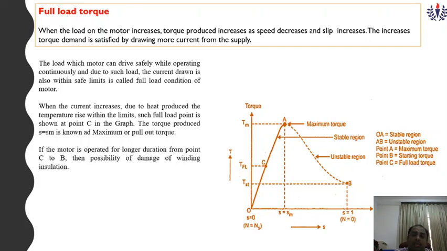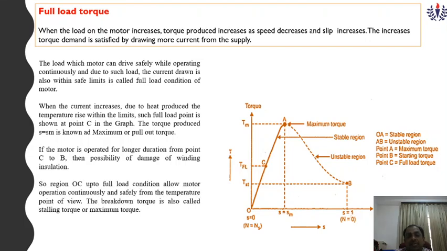If the motor is operated for a longer duration from point C to B, then there is a possibility of damage to the winding insulation. Normally, when the motor is running at very high speed or for a very long period, heat is automatically produced in the machine. The heat is produced in the winding insulation, so it is possible to damage the entire motor.